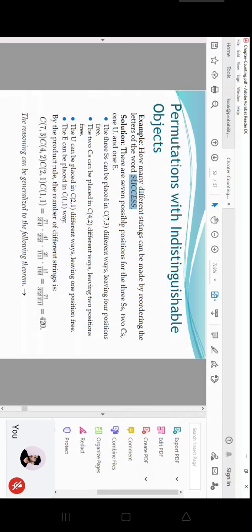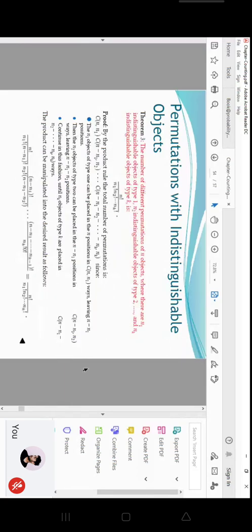SUCCESS has 7 letters, and some of the letters are repeated. Whenever this type of problem is there, it is a permutation with indistinguishable objects. Whenever it is, we can apply a formula, and this is exactly the formula: the total count, that is n factorial, divided by the factorial of each indistinguishable object's corresponding count.